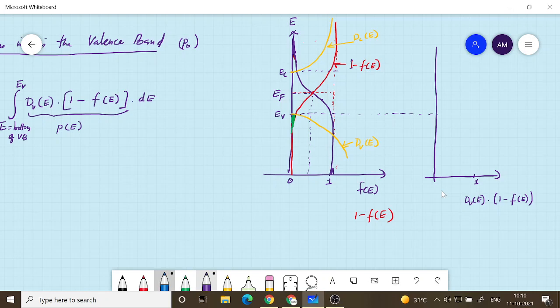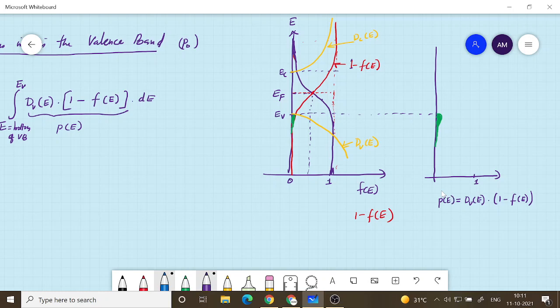Okay, so I am multiplying dV of E, which is this orange curve, and then I am multiplying 1 minus f of E, which is the red. So the product of red and orange is what I am drawing. I will get a function which initially rises downward, and then because the exponential goes to 0, this is my P of E. Which I have written here.